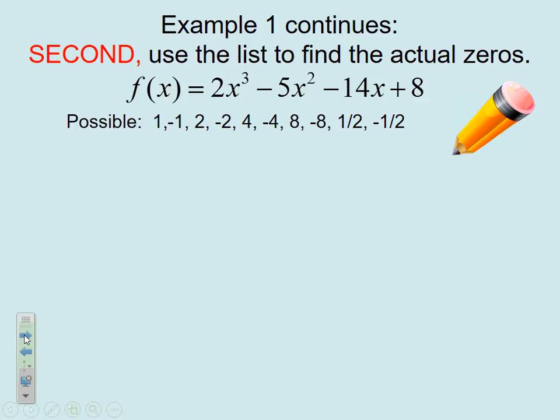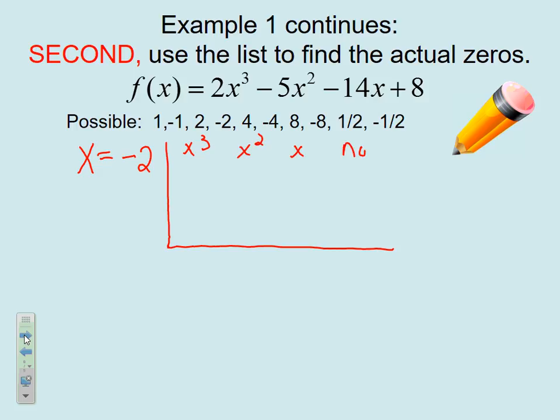I'm going to be guessing to find a possible solution that works so that I can factor this out. So I'm guessing, and I'm going to guess x is going to equal negative 2. So I'm going to plug it into my synthetic division, substitution, and I'm going to get x cubed, x squared, x, and no x. Fill in what I know. This is a 2, negative 5, negative 14, 8.